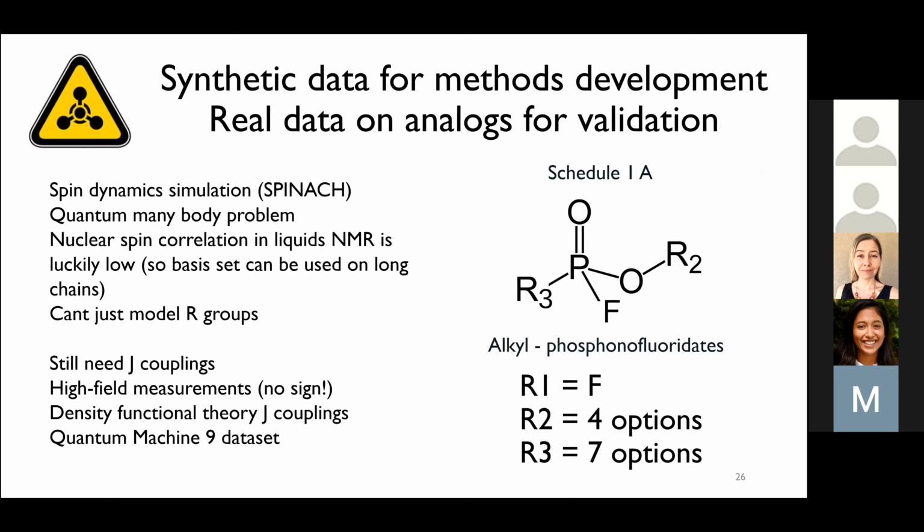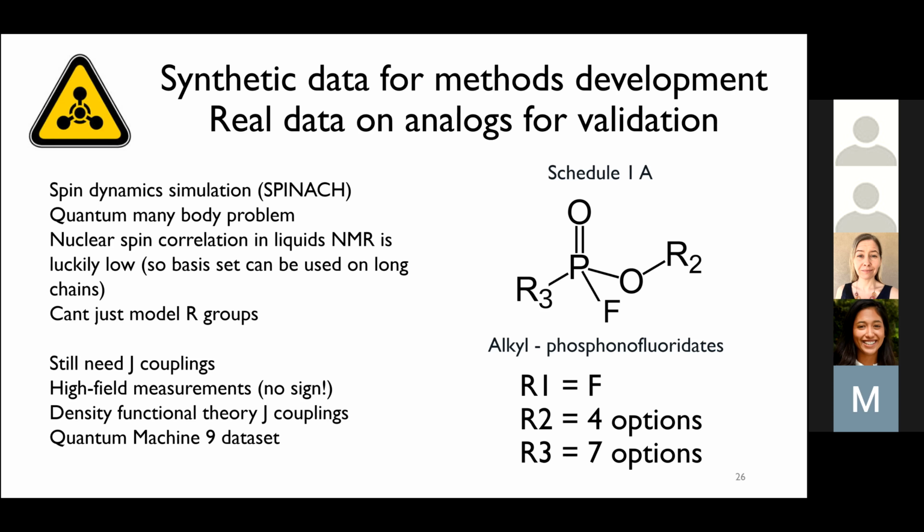Okay, let's return to those chemical weapons. For this project, we used a bunch of synthetic data that we made up using a spin dynamics simulation. So this is kind of like density functional theory, which I know a number of people in the audience have used, but instead being applied to the nuclei. It's, of course, a quantum many-body problem, and these nuclear spins do have a somewhat significant amount of spin correlation amongst themselves.